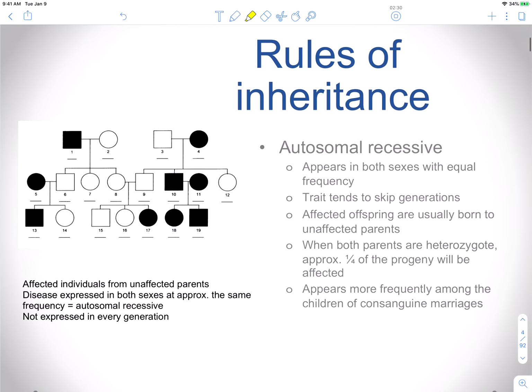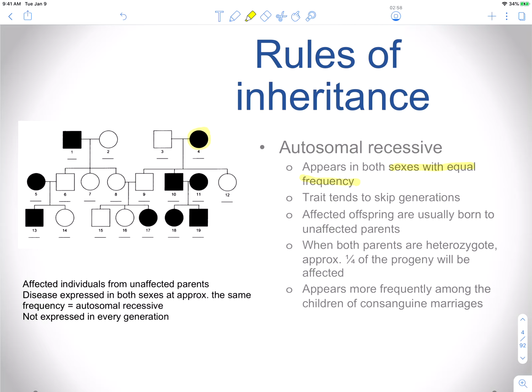Now, here's a pedigree showing autosomal recessive inheritance. You can see that both sexes have equal frequency. The circles are the females, the squares are the males. If you go through this, you can see that in general there's equal representation of the phenotype within both males and females of this pedigree.